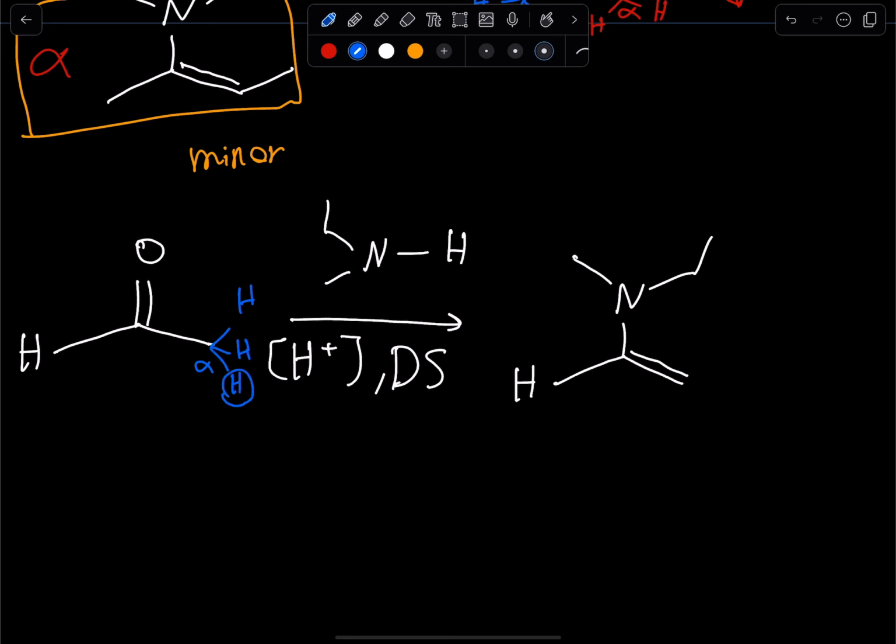The alpha protons have to be connected to the alpha carbon. However, if you don't have an alpha carbon, the proton is attached to the carbonyl carbon, which is different than being attached to this carbon. So with aldehydes, you can only form one product like this.